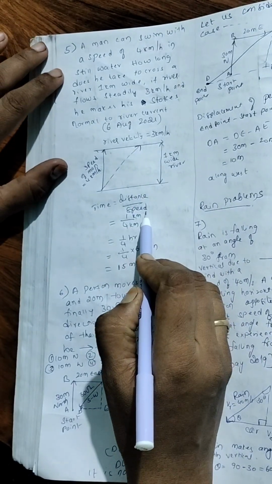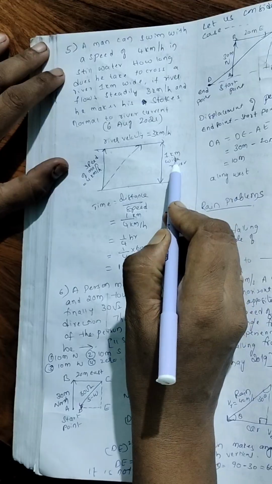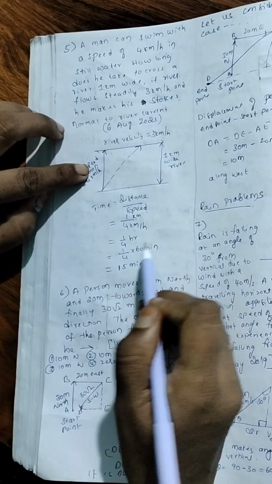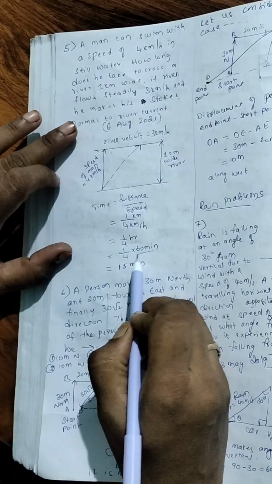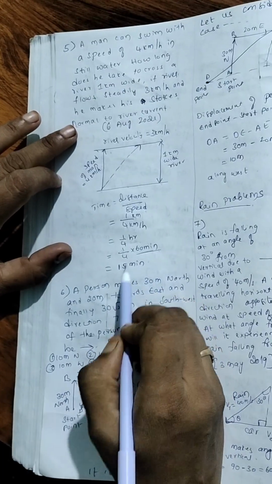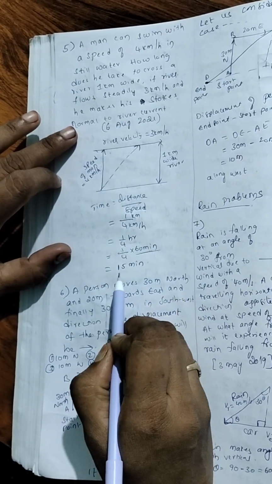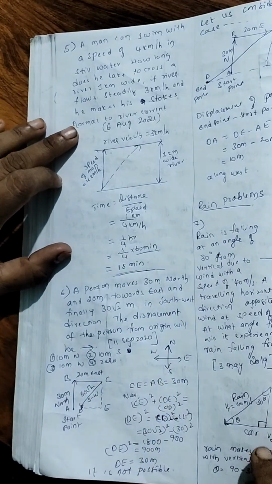Time is distance by speed. So distance 1 kilometer, speed 4 km per hour, so 1 by 4 hour. Now convert hours into minutes. 1 hour is 60 minutes. So 1 by 4 into 60, you will get 15 minutes.